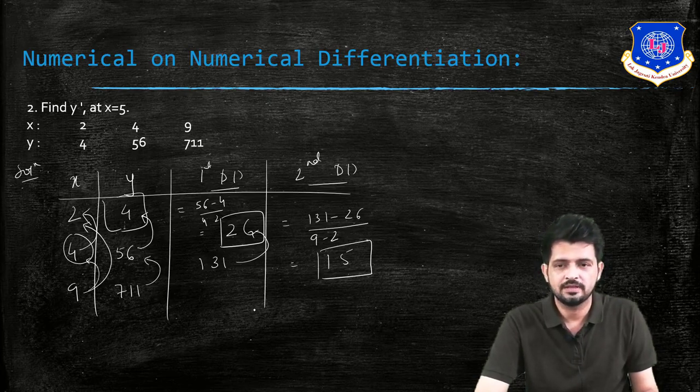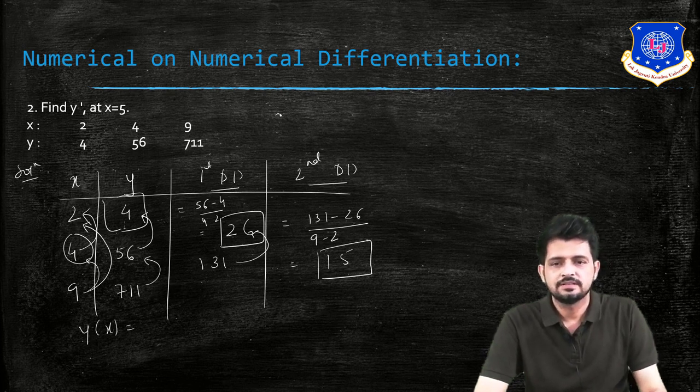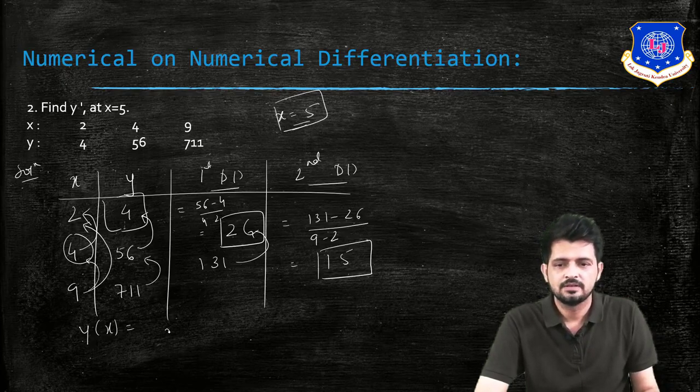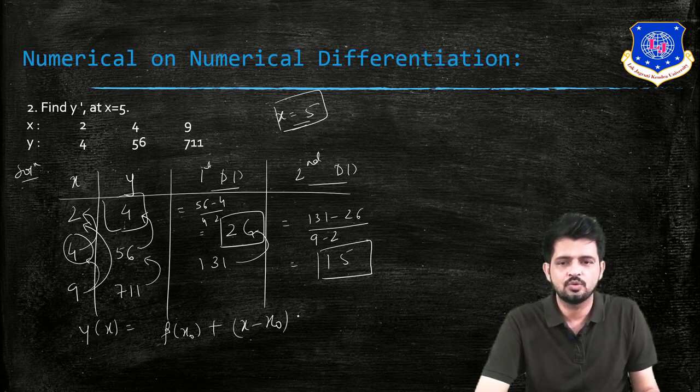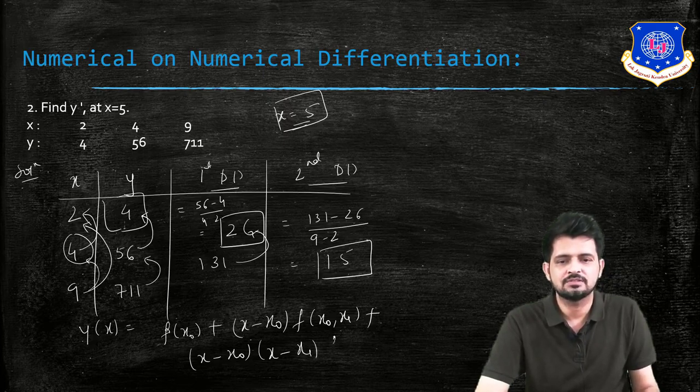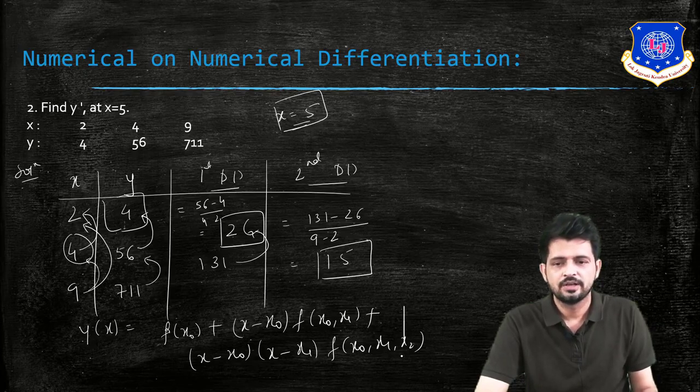Okay, so let us write Newton's divided difference formula. See, x is already given. What is the value of x? We have to take the value of x as 5. Okay. First value, that is f of x0, plus x minus x0 into f of x0, x1, plus x minus x0 into x minus x1 into f of x0, x1, x2. Okay, by placing all of these values, you can get the answer.